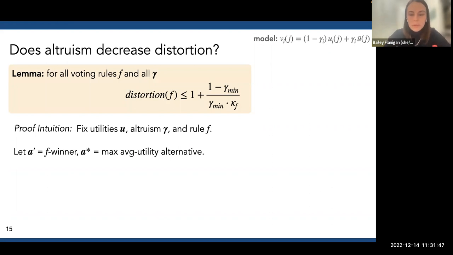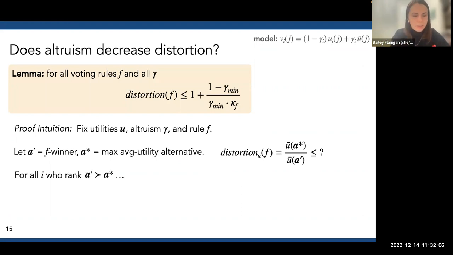We're going to let that winner be A prime, and we're going to let A star be the maximum average utility alternative. So that's like the best thing that we could get in this instance. And so to get an upper bound on the distortion in this instance, we really care about upper bounding the ratio of the average utility of A star and the average utility of our winner, A prime. This is just the definition of distortion.